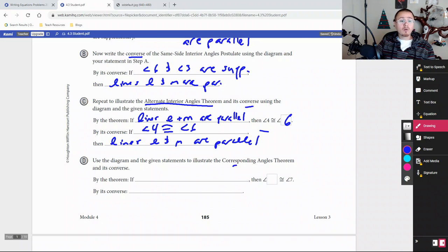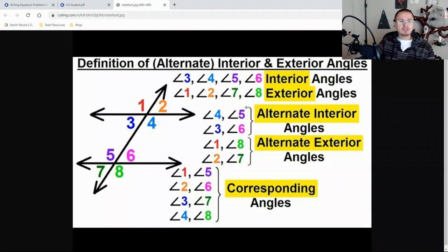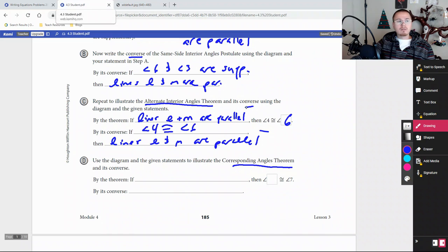Alright, now corresponding angles. So again, if you're like, ooh, what are these things? Well, this can be a quick little cheat sheet to help you remember a couple things. So like alternate interior, 4 and 5, etc. But make sure that you are using your own. So by the theorem, if the lines L and M are parallel, so think about what a corresponding angle could be.